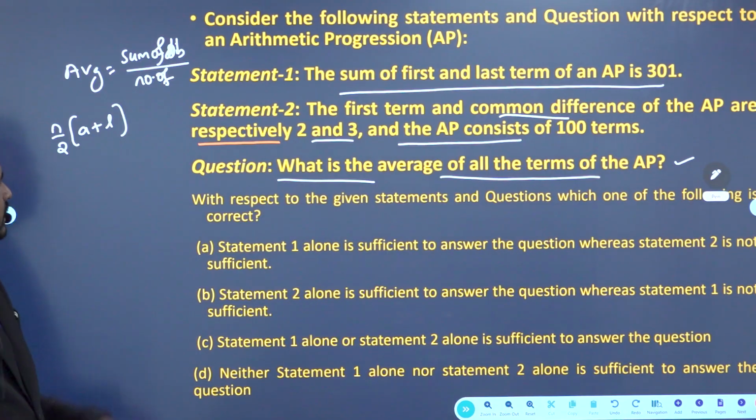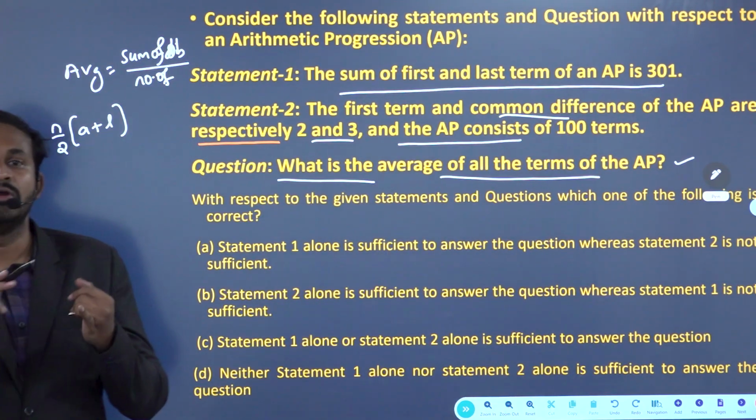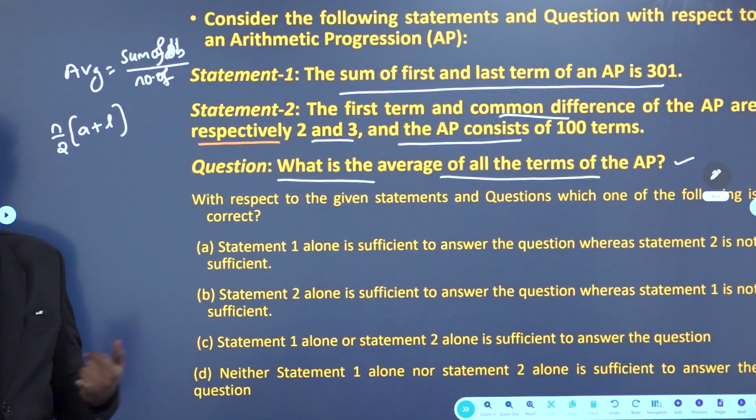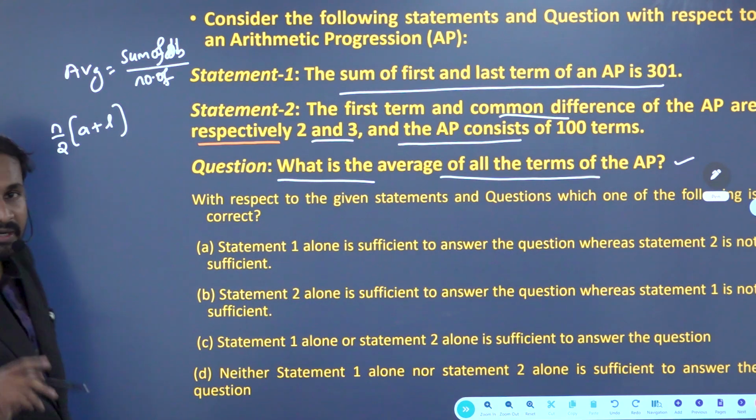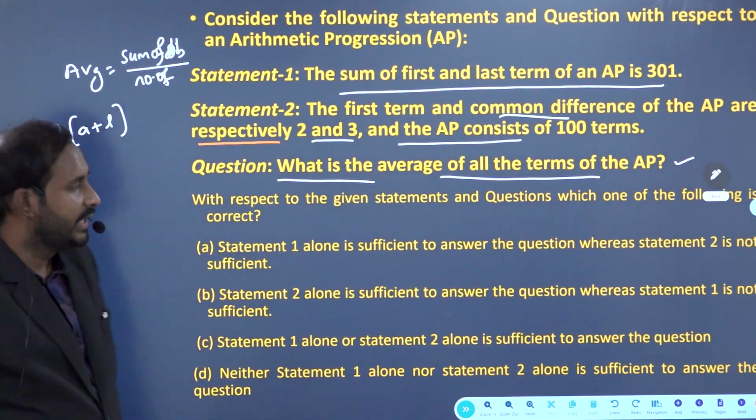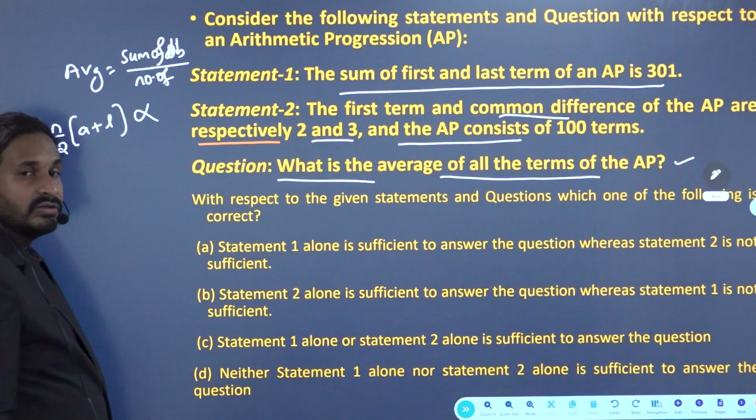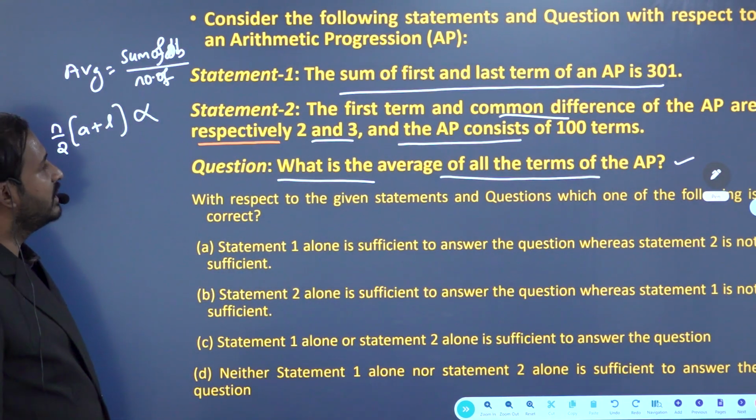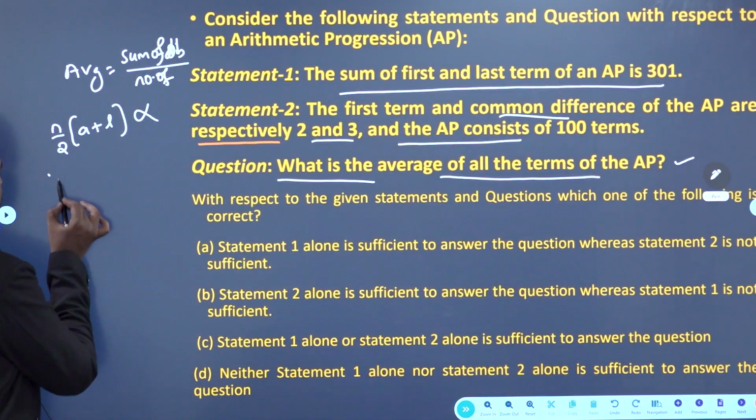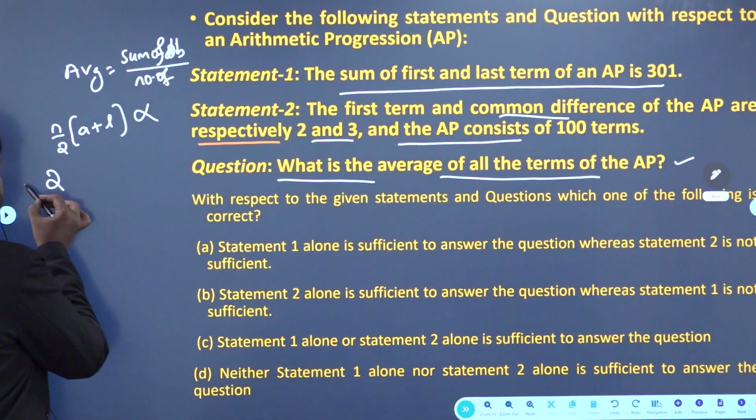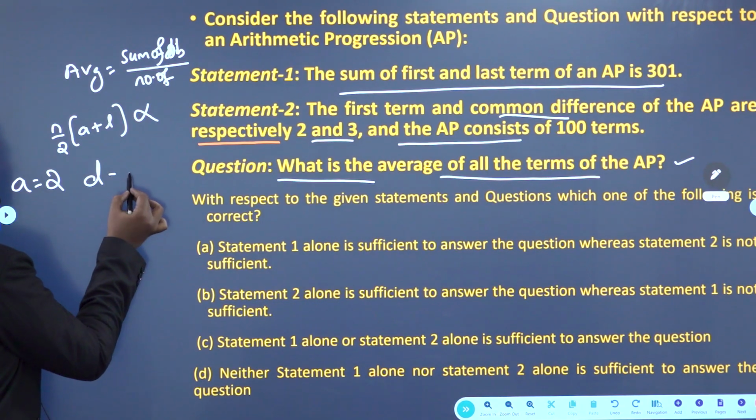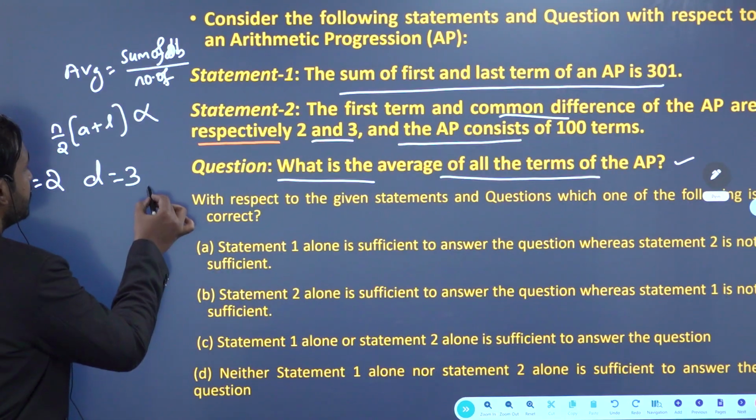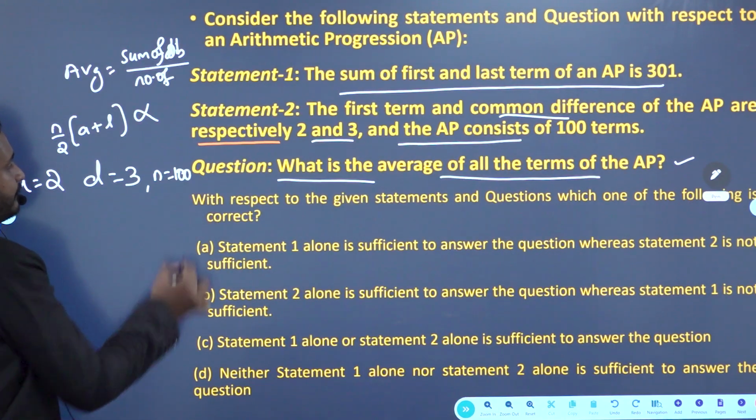It is fine, okay. But in the first statement we don't know how many terms there are. Can we tell the number of terms from the first statement? No, we cannot. So by using the first statement alone, can we tell our answer? No, it is not possible. Now I will come to statement 2. What are the first term and common difference of the AP they gave? The first term a is 2 and d is 3. And the AP consists of 100 terms, so they also gave us n is equal to 100.